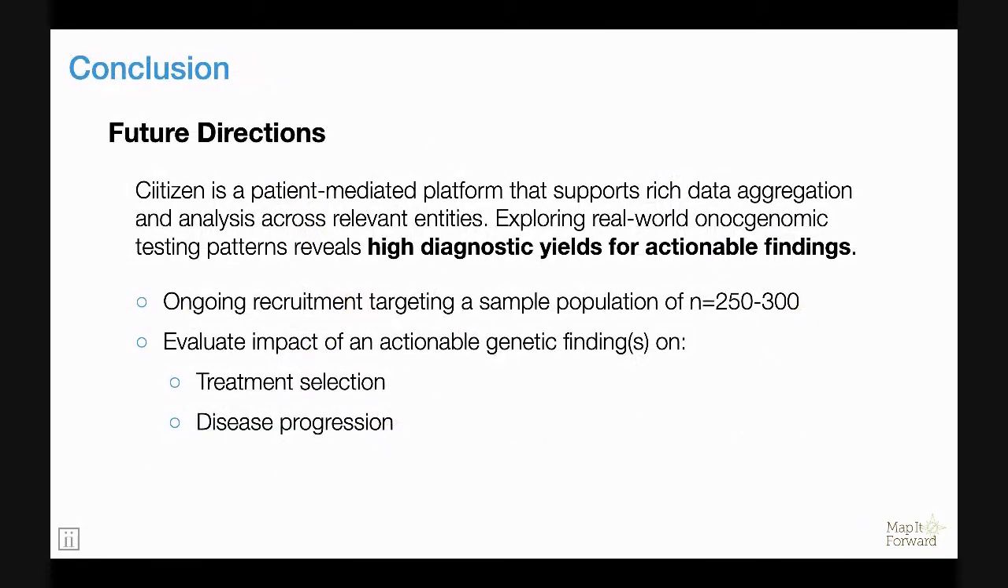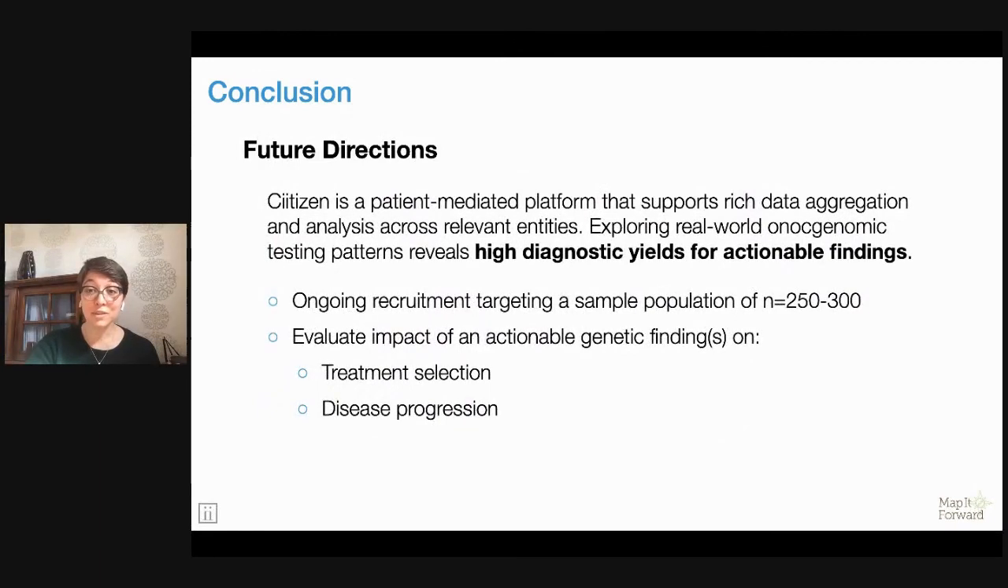So in conclusion, Citizen is a patient-mediated platform that supports rich data aggregation and analysis across relevant entities. And by exploring real-world oncogenomic testing patterns, we've identified high diagnostic yields for actionable findings in our population. As I've mentioned, this is an ongoing study, so we are currently recruiting and targeting a sample population of 250 to 300 individuals. And our next steps are going to be to evaluate what impact these actionable findings have on individuals' management and also disease progression.